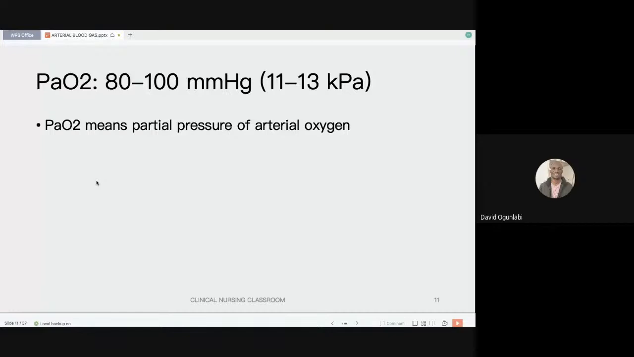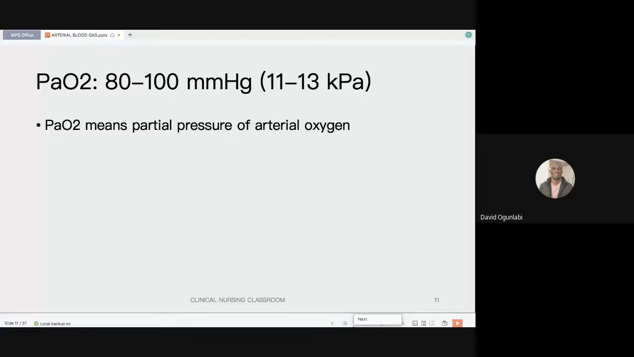And the same in kilopascal is 11 to 13. You can use that method. Just say 80 divided by 7.5. It will help you convert it to kilopascal. You get 11 or maybe 10 point something. Then 100 divided by 7.5 should give you around 13 kilopascal. Let's go on.